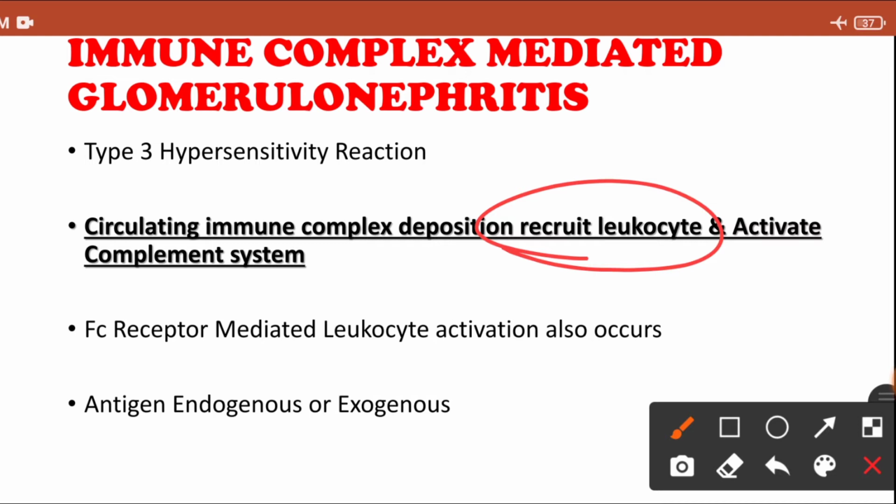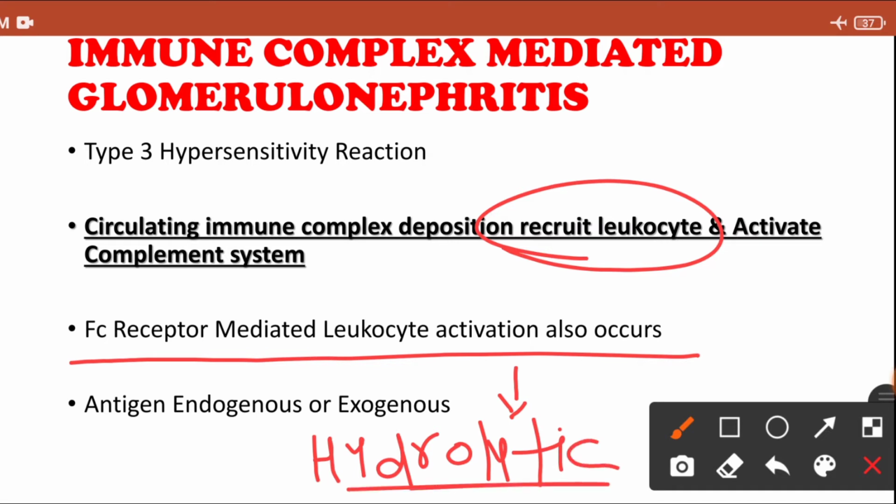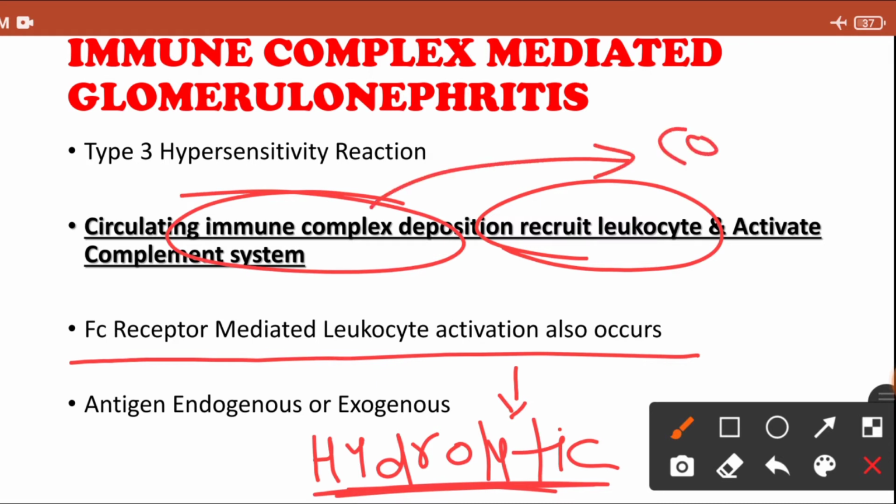And this leukocyte can be activated by Fc receptor, which is known as Fc receptor mediated leukocyte activation. And once the leukocyte is activated, it will release certain hydrolytic enzymes which can lead to tissue injury and inflammation, and so it can lead to development of glomerulonephritis, right?